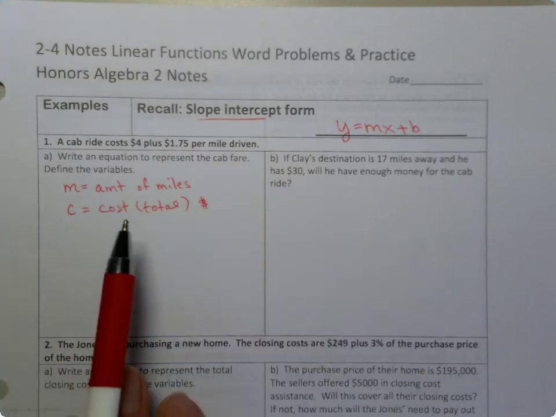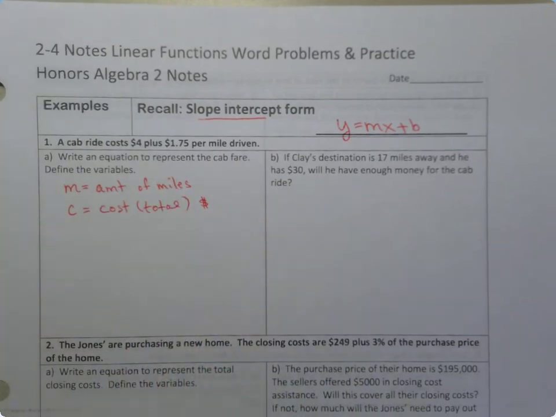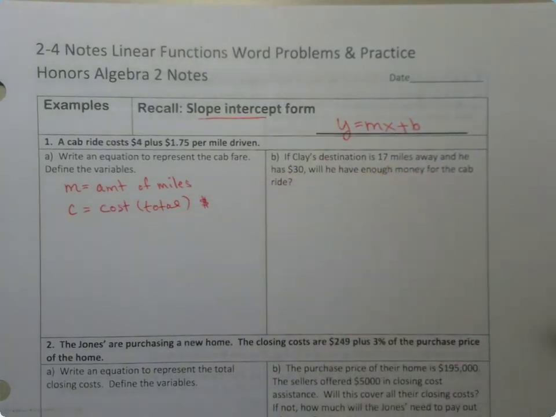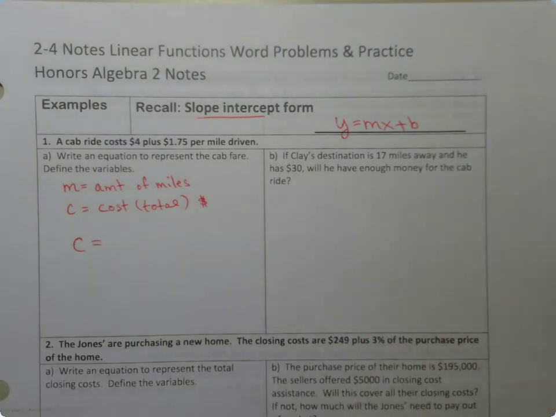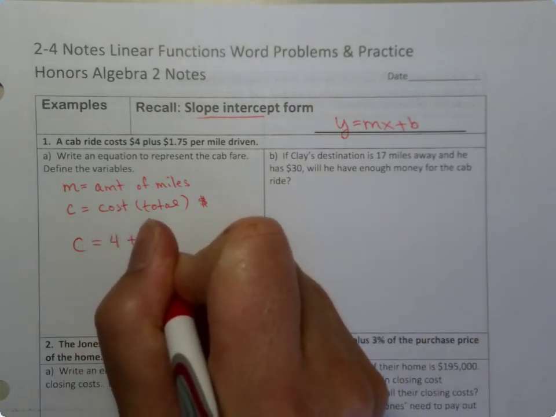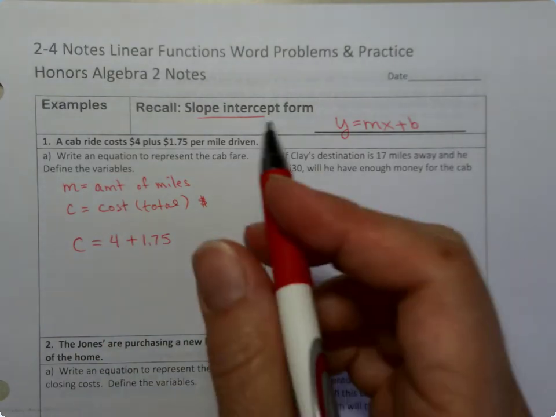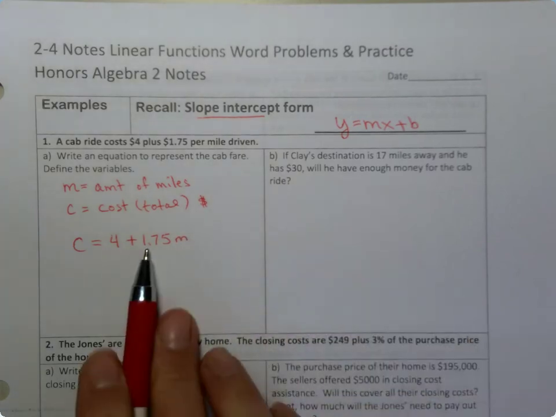So the idea is this is my independent variable like X. I need to know how many miles are driven, and then that determines the cost. So independent, dependent. So let's start with the total cost is equal to, well, how much do you pay just to get in the cab? $4. And then we add on to it not just $1.75 once, but $1.75 per mile. So if they drive 10 miles, we have to multiply by 10. So we put that in there.